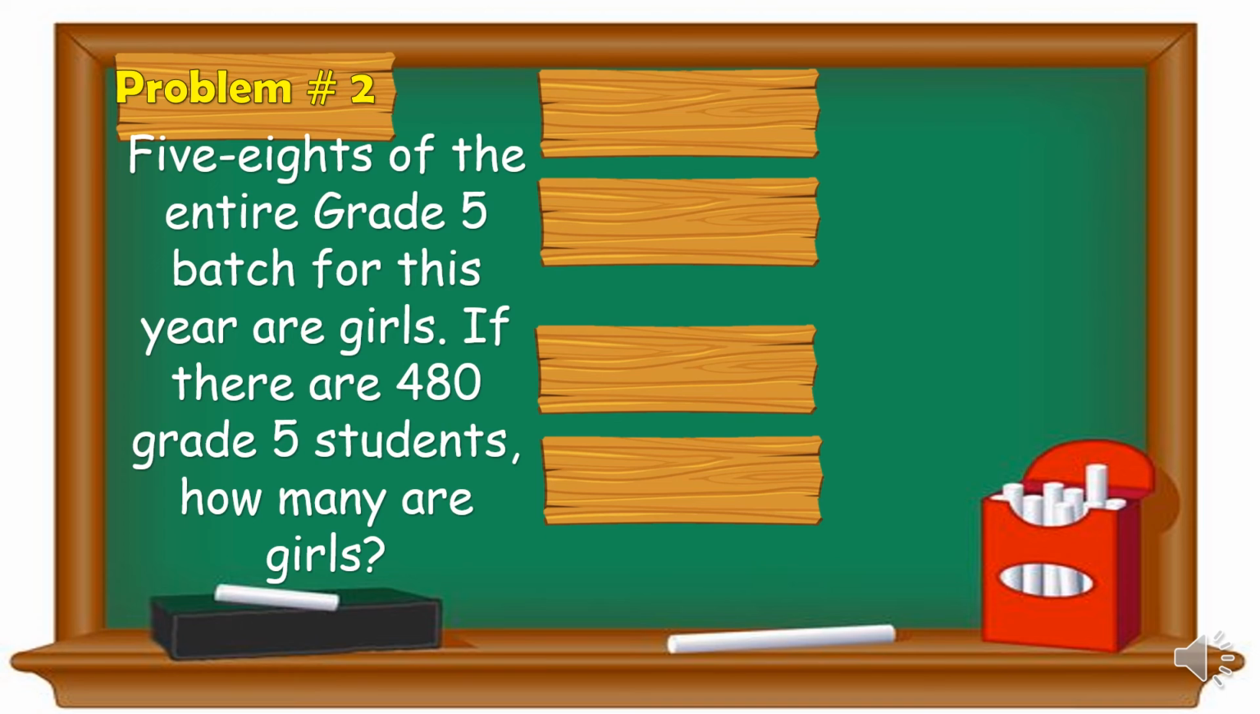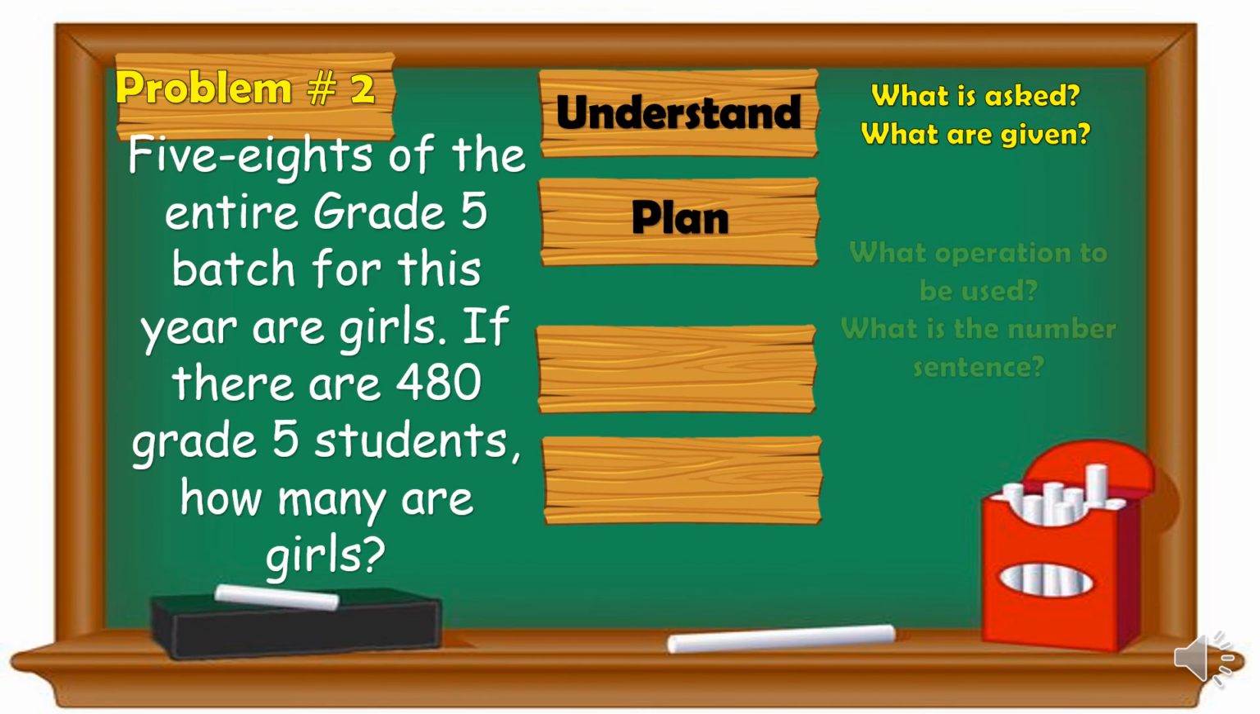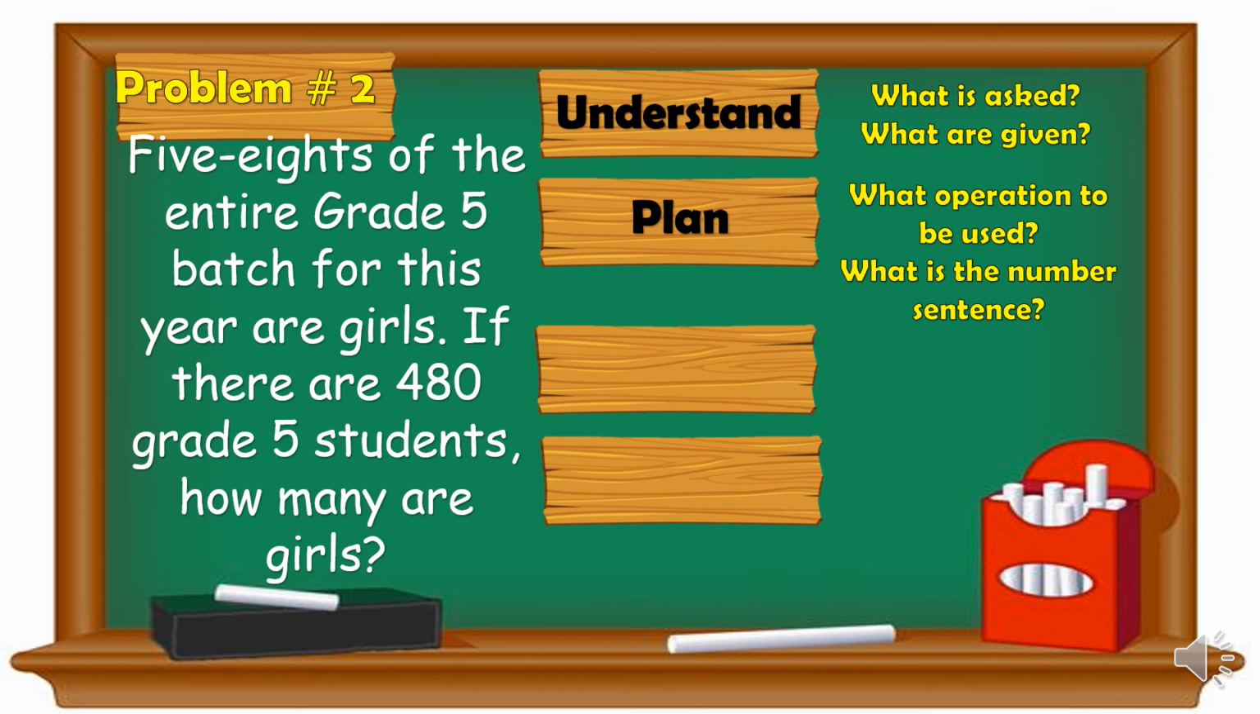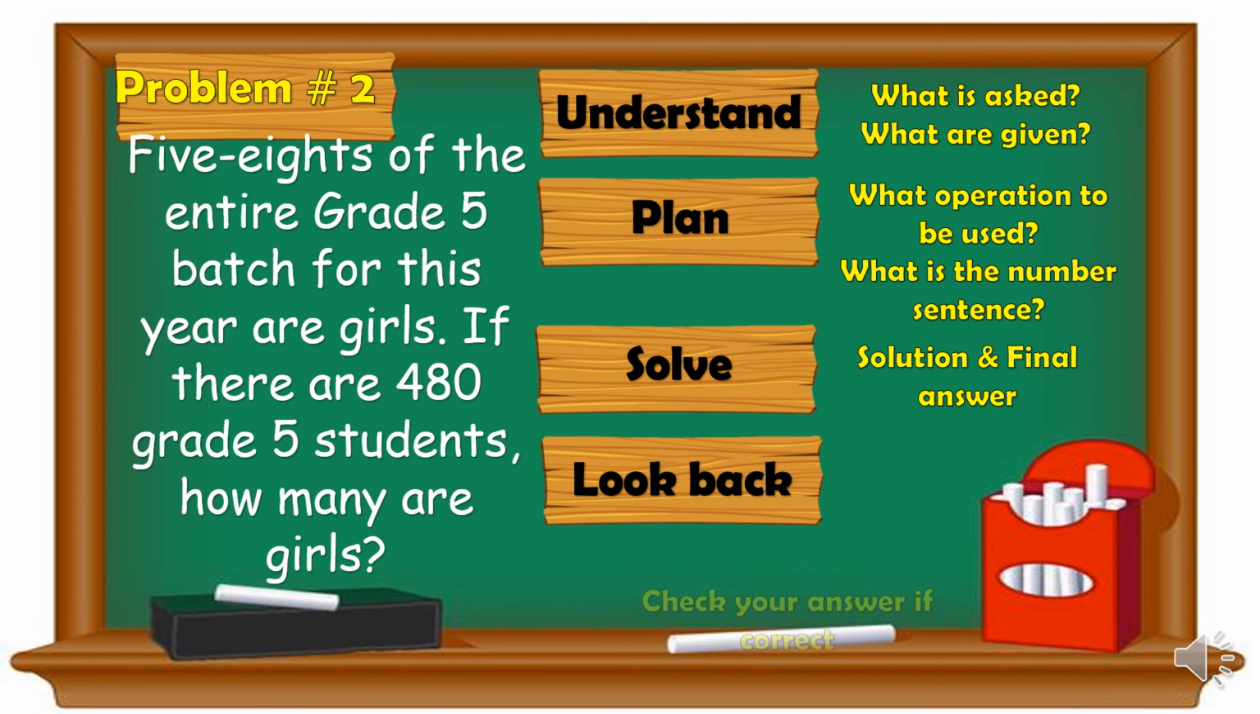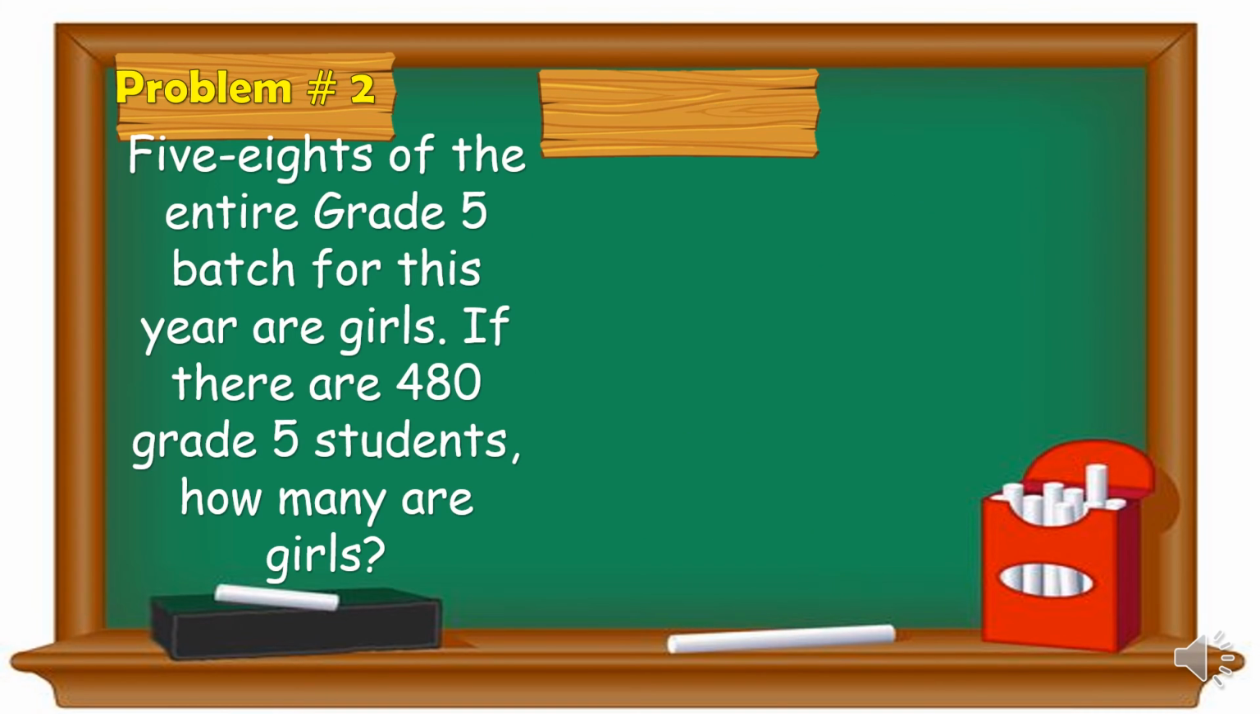So we have 5/8 of the entire grade 5 batch for this year are girls. If there are 480 grade 5 students, how many are girls? Okay, the same, we will have to follow the steps. We have understand, what is asked and what are given. We have plan, the operation to be used and the number sentence, and then solve, the solution and final answer. And we have the look back, which is to check if your answer is correct.